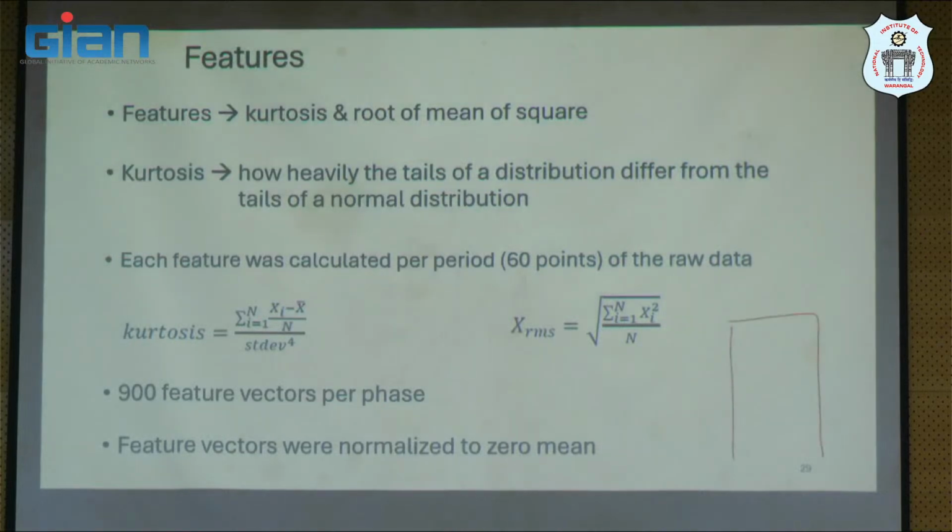So if this is the kurtosis vector with some values, I will calculate the mean of this entire vector, and then subtract the mean from each data point, and the new calculated value is the training data set value. Okay? So the feature vectors were normalized to zero mean: the mean was calculated and subtracted from the kurtosis value that was originally calculated. This way we will have positive and negative values of kurtosis equally spread out. So that's the idea.